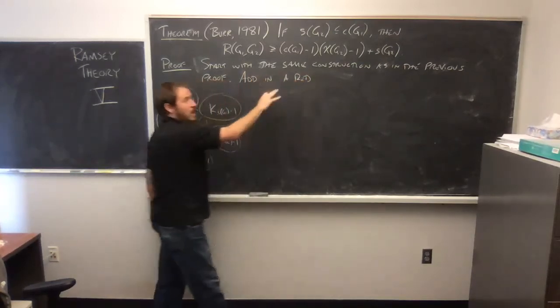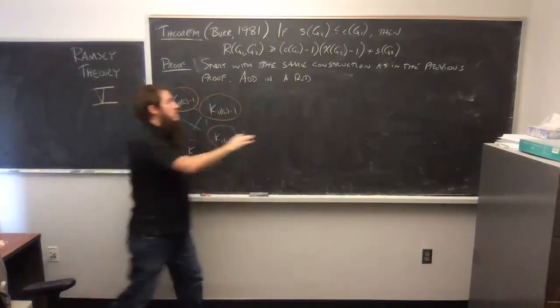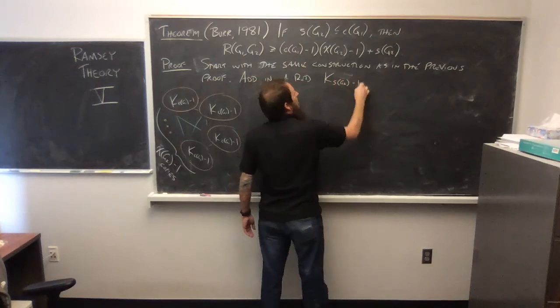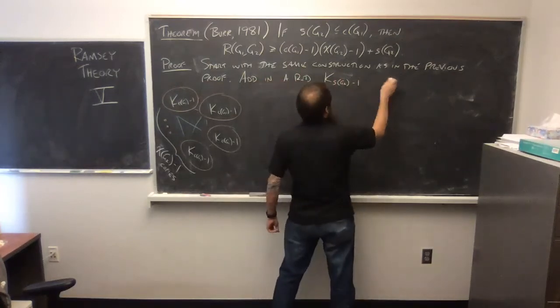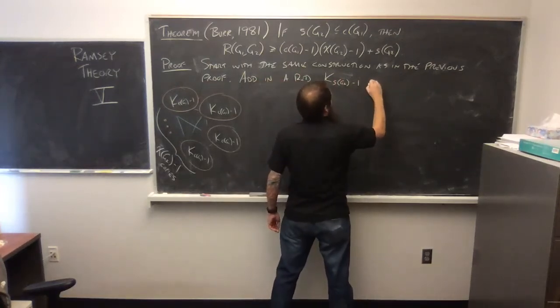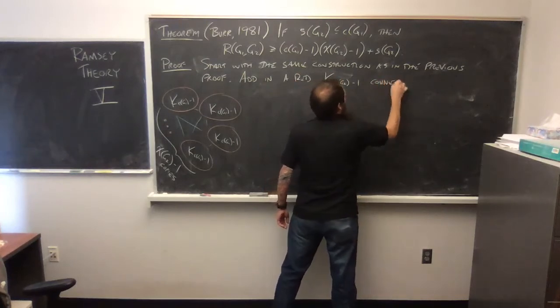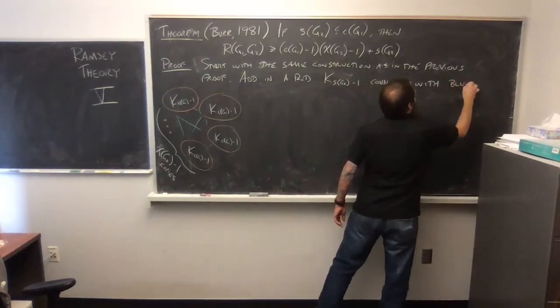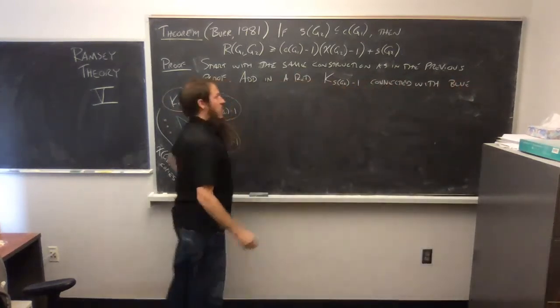So when I say a red, I'm referring to the edges. So a red K_(s of G_2 minus 1), connected with blue edges to the rest of the graph.